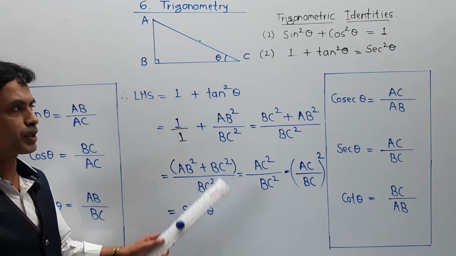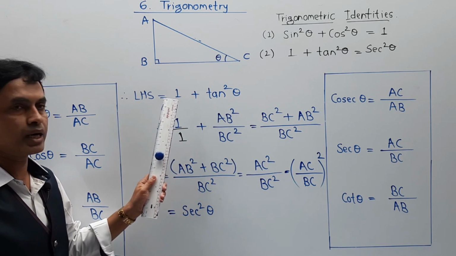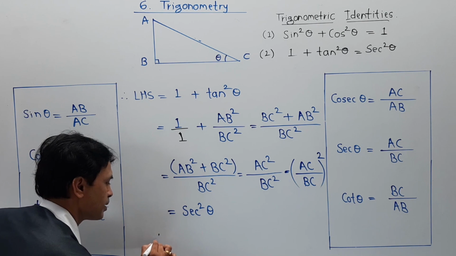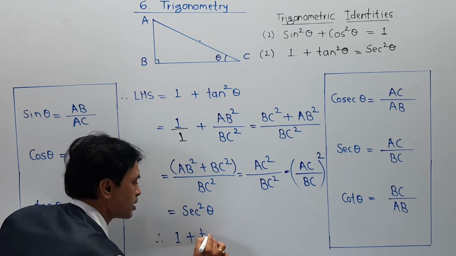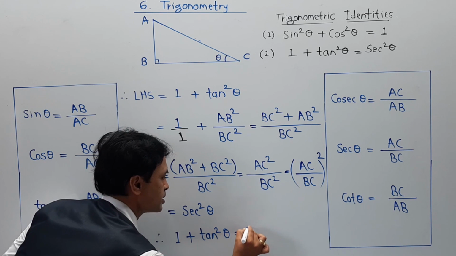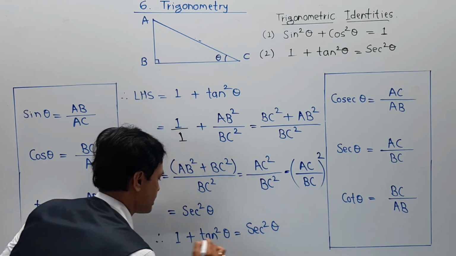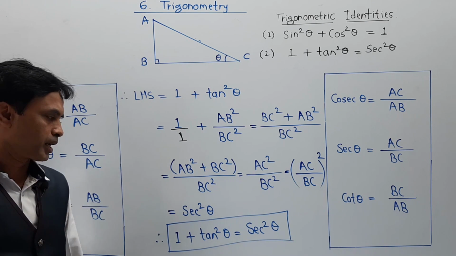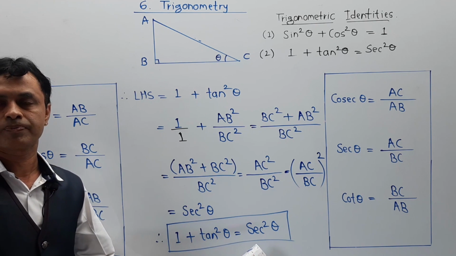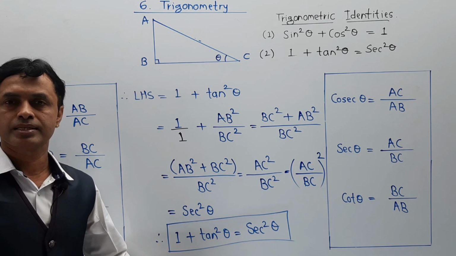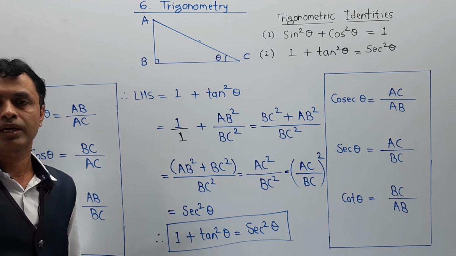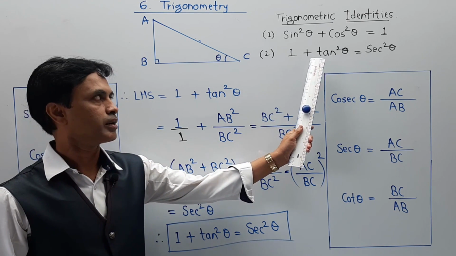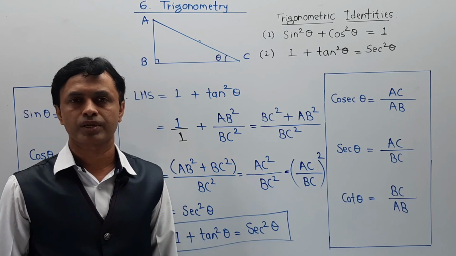And now again you are able to get a property: starting from 1 plus tan square theta, it is sec square theta. So your property becomes 1 plus tan square theta is equal to sec square theta. And this property you can use in your numericals. Sometimes in a numerical it comes as 1 plus tan square theta, and you can replace it by sec square theta. Sometimes you will get sec square theta, and you can replace it by 1 plus tan square theta. And in this way our second property, 1 plus tan square theta is equal to sec square theta, is completed.